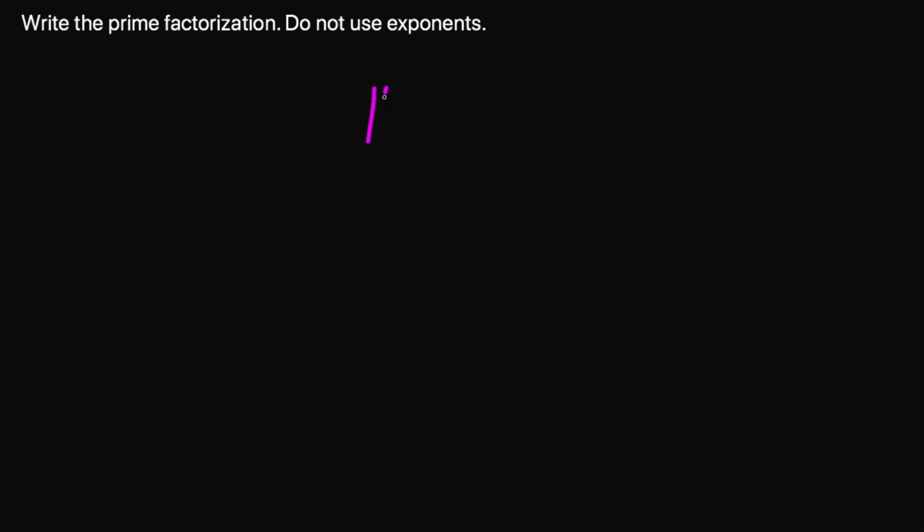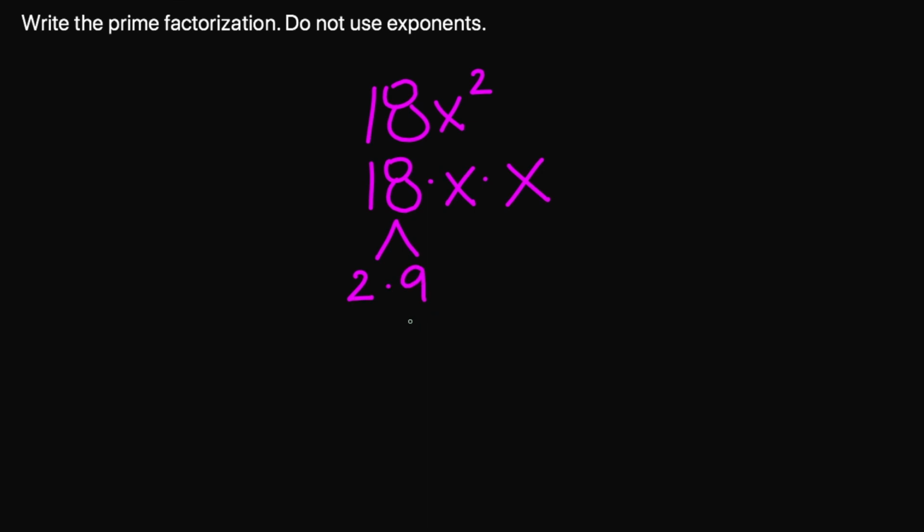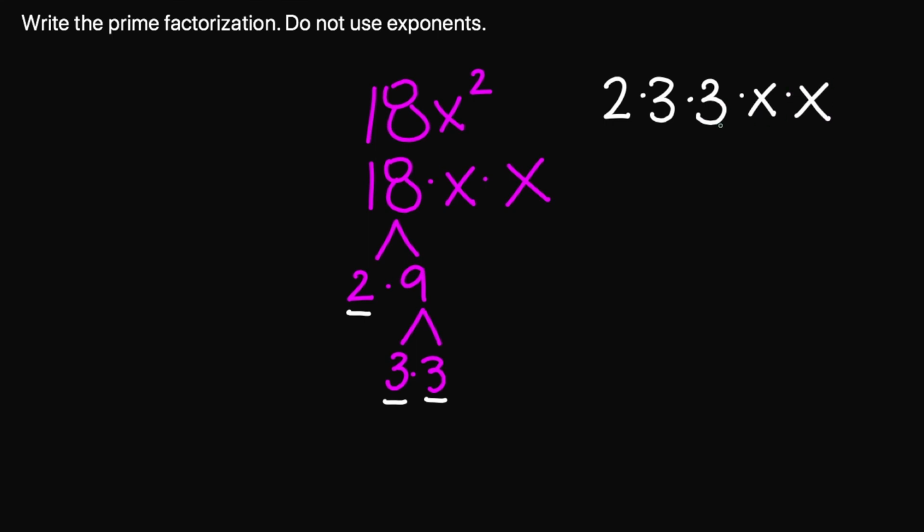Let's try 18x squared. So I'm going to separate into 18 times x times x. My 18 can factor into 2 times 9, and my 9 can factor into 3 times 3. Okay, I now have prime numbers left. I cannot factor any further. So your final answer is going to be 2 times 3 times 3 times x times x.